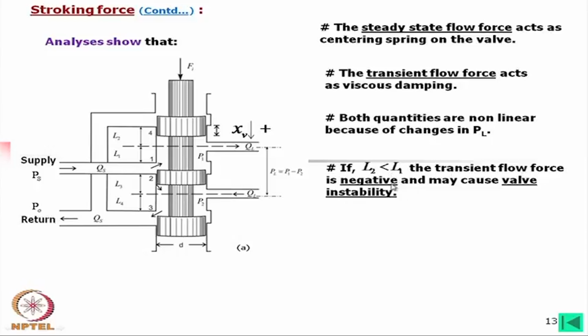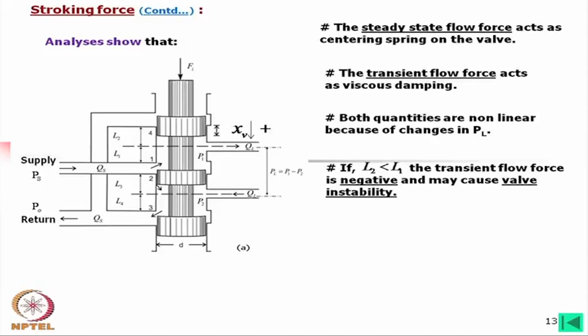is less than L1, the transient flow force is negative and may cause valve instability. That means, in designing, if you carefully look into the equations once again, you will find if L2 is taken less than L1, transient flow force is negative. So, one thing is that we can take L2 equal to L1. For that it will become 0, there will be no transient force in that case, but it is again not good because there should be some damping.